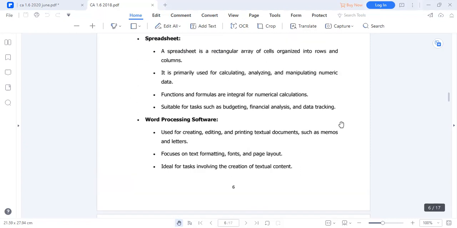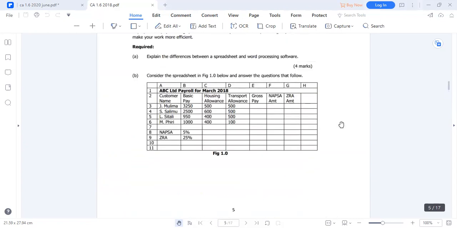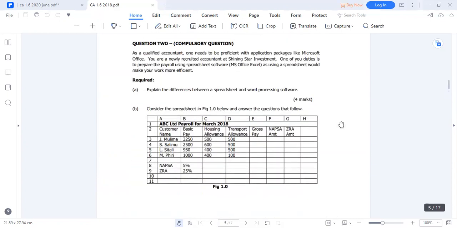Part B, we've been given a table with customer names J. Mulima, S. Salim, L. Stali, and so on, with basic pay, housing allowance, and transport. How do we get the gross pay? We get the NAPSA amount and the ZRA amount. NAPSA rate is 5%, ZRA is at 25%. This is what Ms. Mbe was teaching you all along. Now let's calculate the gross pay by adding all these three.